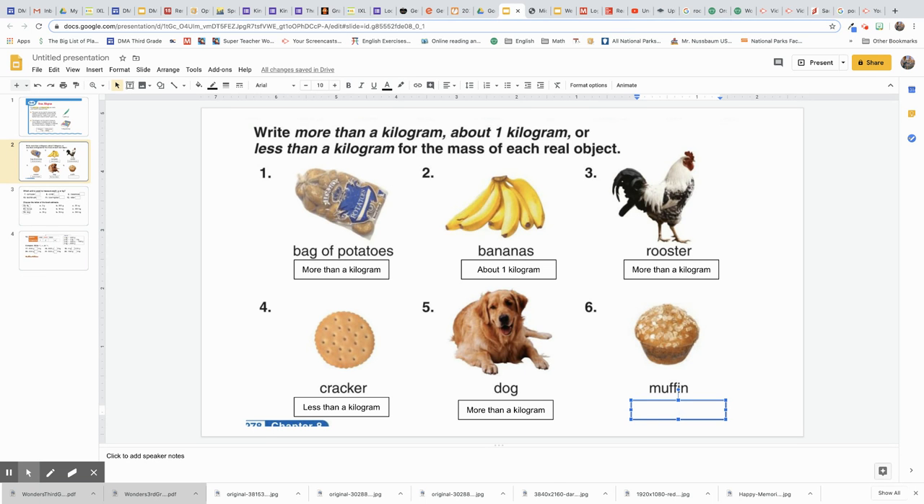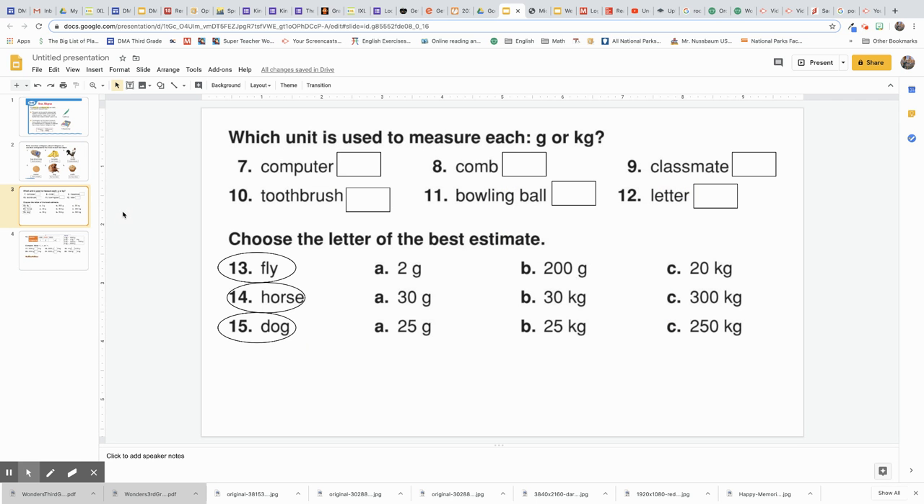Well, I think if you said less than a kilogram, you would be correct because you would not want to eat a very heavy muffin, right? So less than a kilogram. All right, now we're going to look at some other problems.